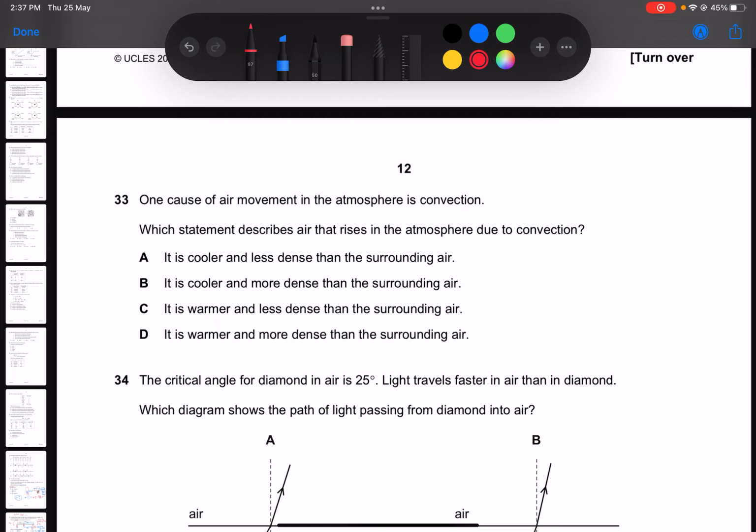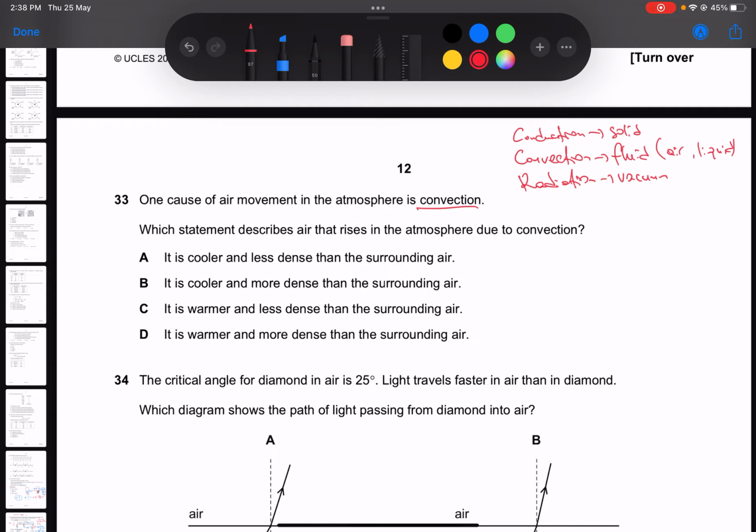All right. One cause of air movement in the atmosphere is convection, definitely. So we have three ways of heat transfer: conduction, convection, and radiation, okay? Conduction is usually for solids. Convection is usually for liquids and fluids basically. Fluid will include what? Air and liquids, okay. And radiation would be for vacuum, right? Anyway, so one cause of air movement in the atmosphere is convection.